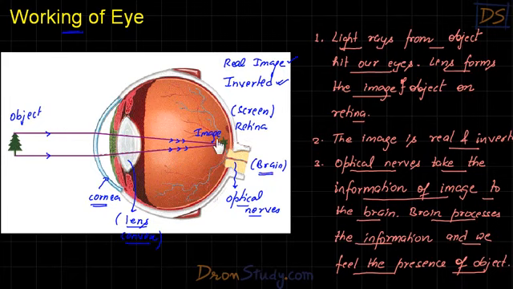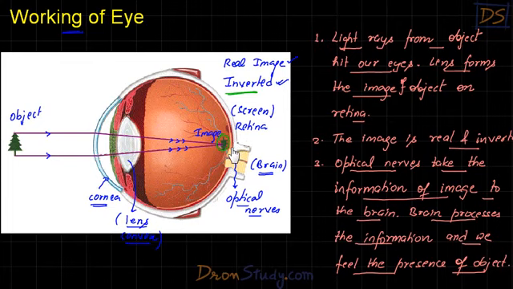Students, please notice that the image here is inverted. Right? So students, if we are looking at a tree, the image formed in our eye is inverted. So what should happen? We should see an inverted tree, a tree upside down, right? Because the image formed in our eye is inverted.